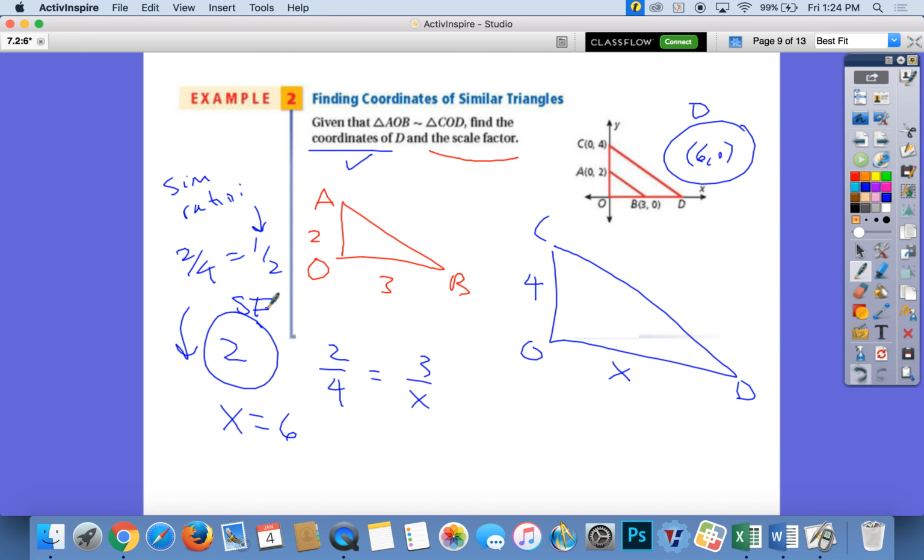Basically, if I take the coordinate of A and multiply it by 2, I get 4. If I take the coordinate of B and multiply it by 2, I get 6. So my ratio of going from small to large is 1 to 2. The scale factor is going to be 2.